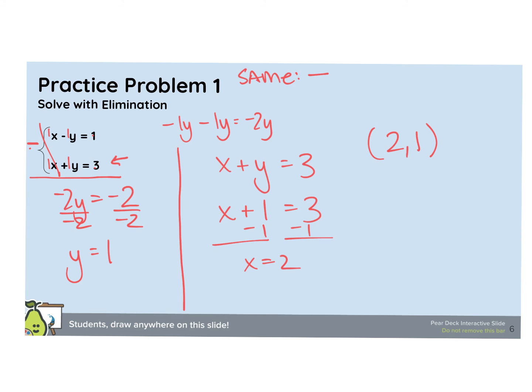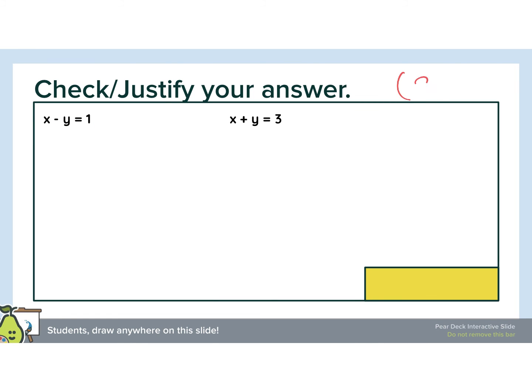On the next slide, we'll check it. Remember, the first number is your x and the second number is your y. So we're going to come to the first equation. Instead of x, we put a 2. Instead of y, we put a 1. 2 minus 1 is, in fact, 1.